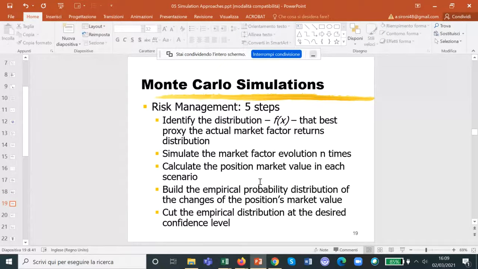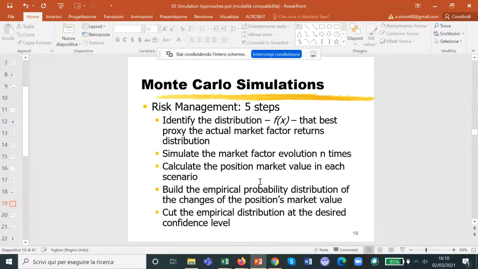And in risk management, we would basically follow 5 steps. First, we identify the distribution that best proxies the actual market factor returns distribution. That is a very important point. Differently from historical simulations, in the case of Monte Carlo simulations, we do need to make an assumption about the underlying asset price distribution, the underlying market factor returns distribution. Therefore, we need to make an explicit assumption, okay, about the functional form. It doesn't need to be a normal distribution, but we need an assumption.